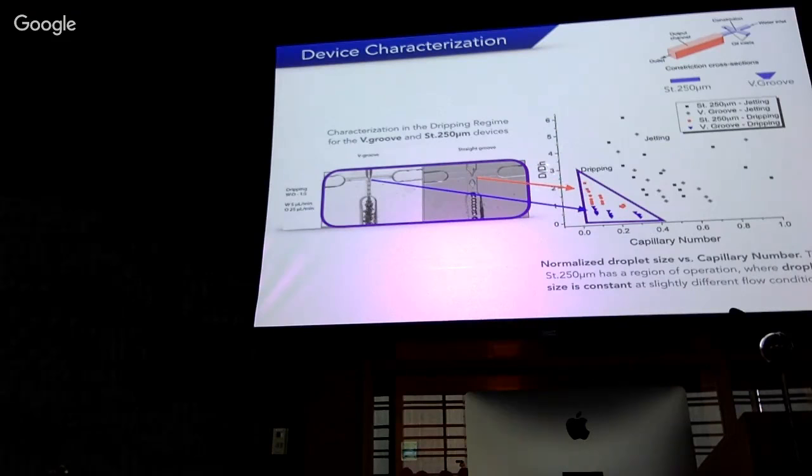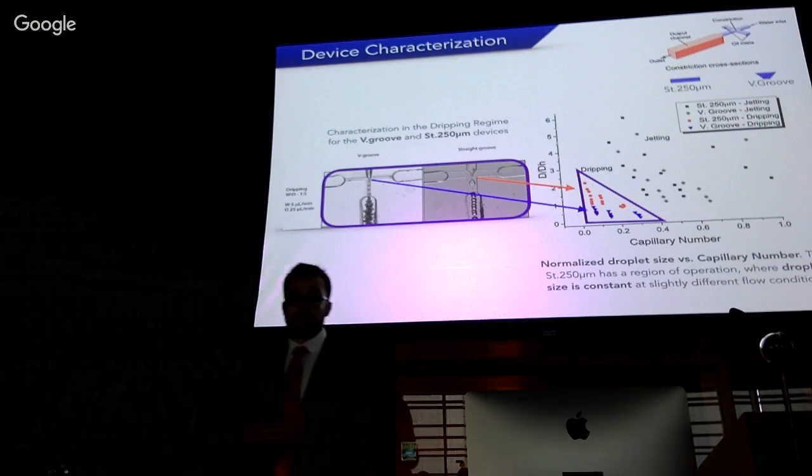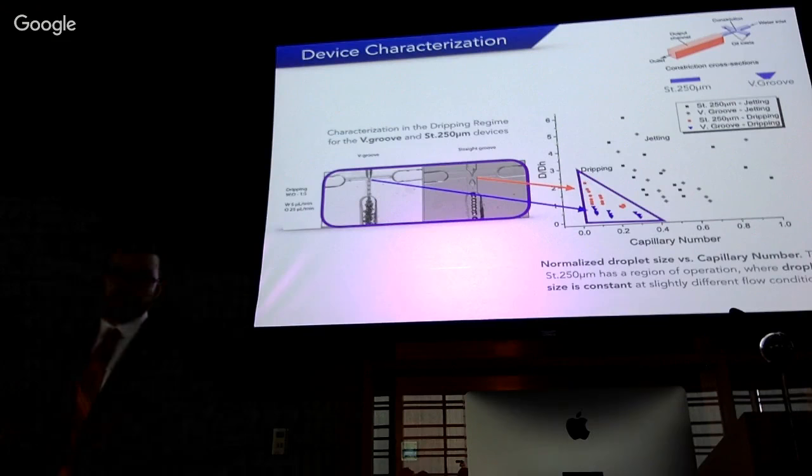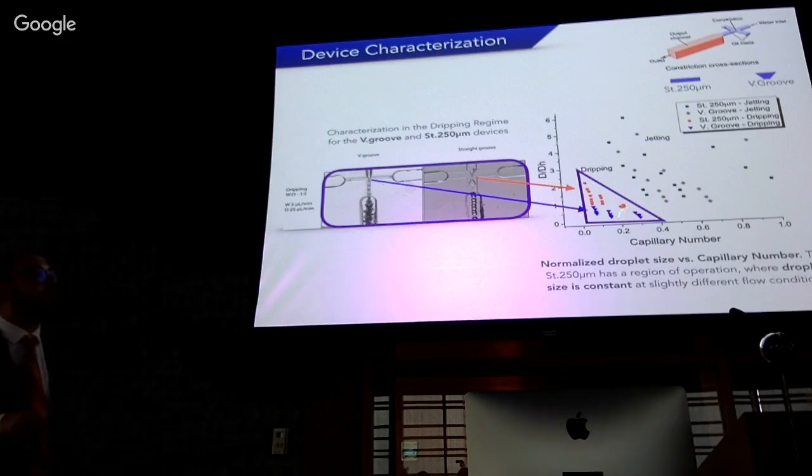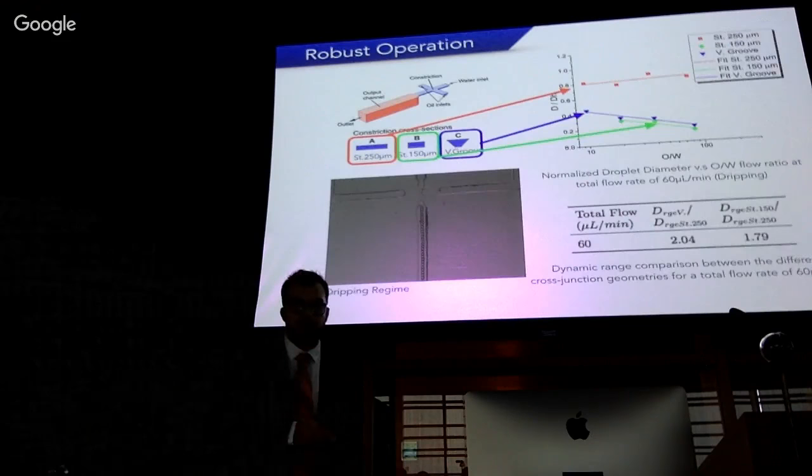So now we plot the diameter of the droplets against capillary number, and we compare the big group and the wide and shallow geometry. And what we observe is that there is a region in the wide and shallow geometry, like these red dots, in which the droplet size is almost constant to slight flow variations. So that means that you might have a good device that is robust to slight flow variations that happen because of all the factors that I mentioned.